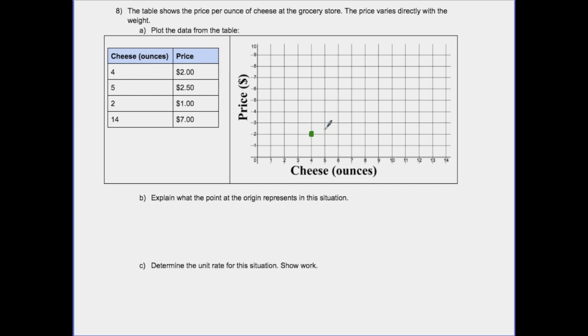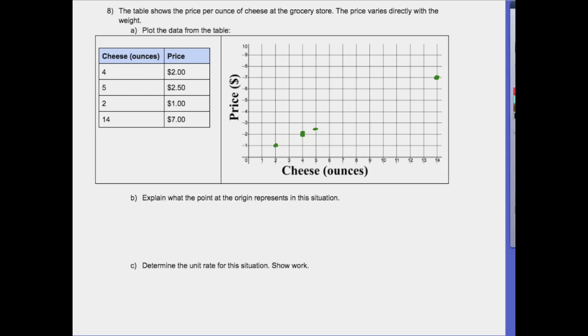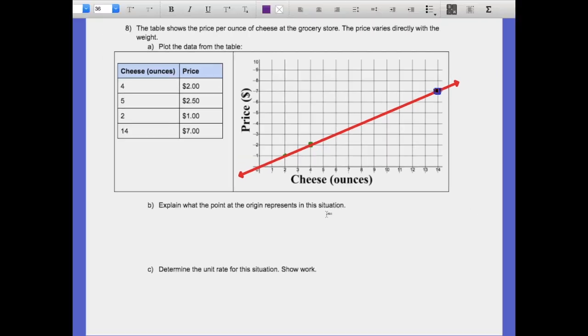So 5, $2.50. 2 ounces for $1. And I get 14 for 7. Now if I use my ruler on my paper, this should end up nice and straight here. I'm going to go ahead and use this drawing tool here. And it looks good.